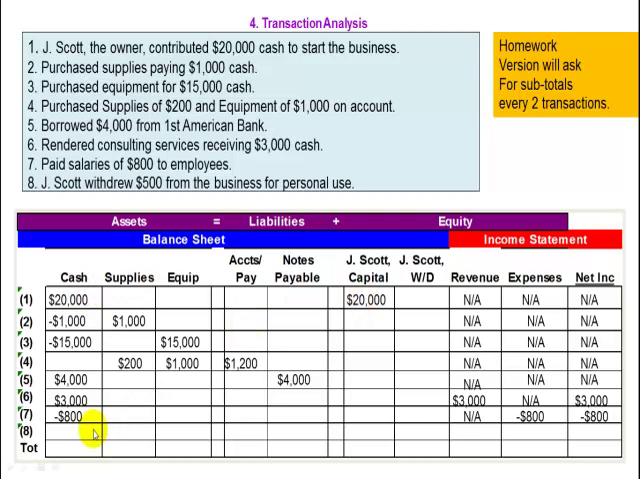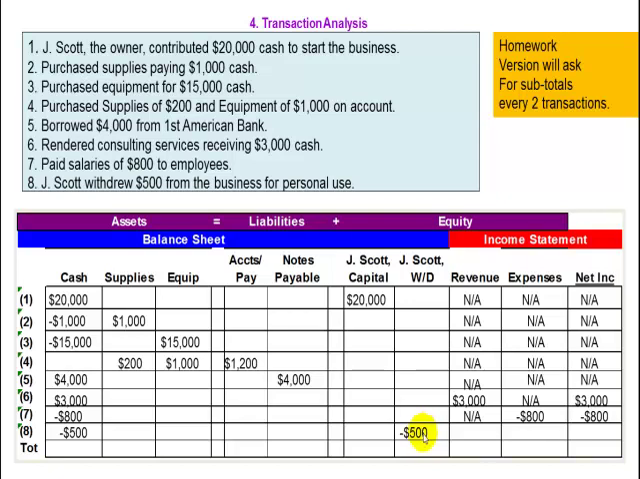Cash is going to go down by $500, and we could put this in the capital account as a reduction, but it's really better to keep track of it separately in a separate account called withdrawals, owner's withdrawals. And so we're going to reduce owner's equity by putting a minus 500 there in the J. Scott withdrawal account.